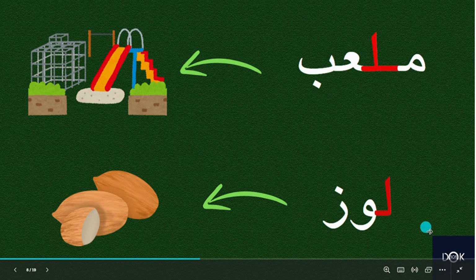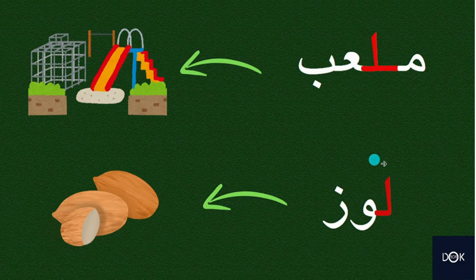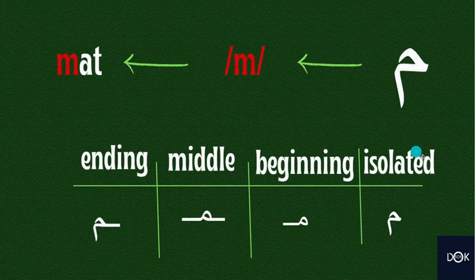Malab, lauz. That's it for letter lam. The next letter that's waiting for us is letter meme. And the sound of letter meme is just like the sound of letter M in the word match. Meme, meme, that is ma, meme.